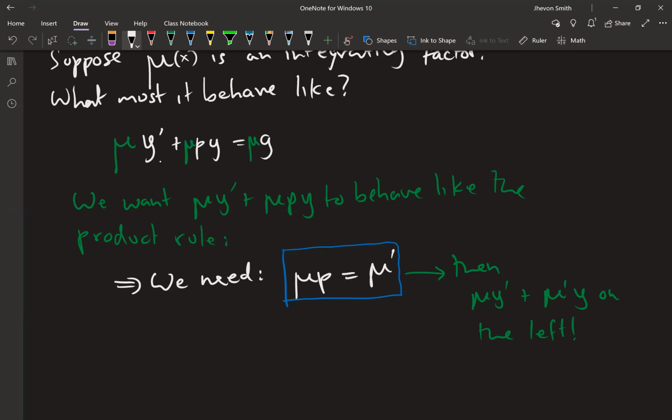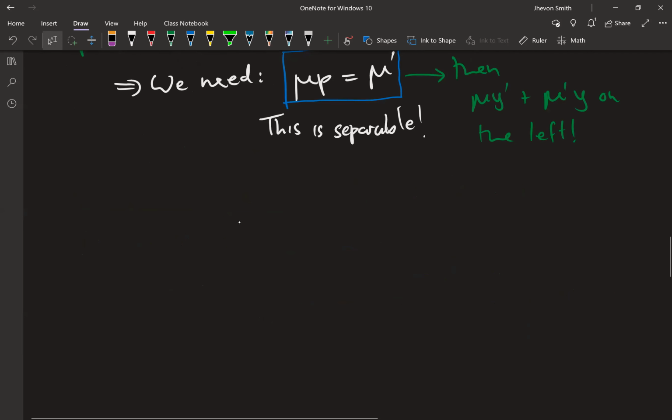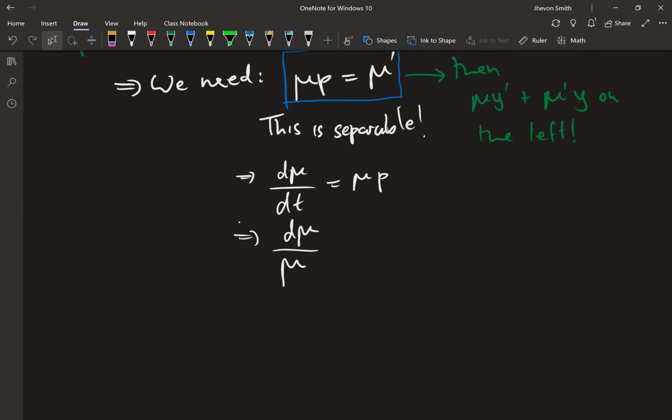So yeah, we're going to be like Thanos here, and we're going to use an ODE to destroy the ODE, right? So if I can get this ODE to work out, I will be able to get the original ODE to work out. And this ODE happens to be separable. In fact, this means that d mu dt is equal to mu times p. I can write this as d mu over mu is equal to p of t dt.